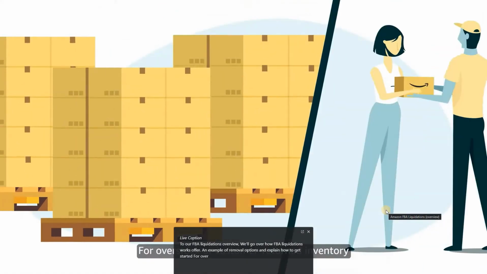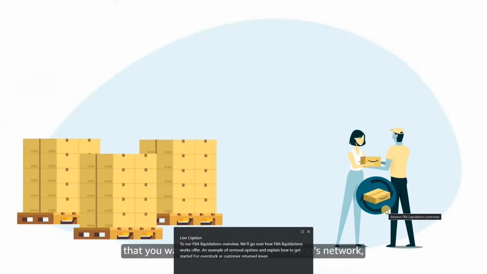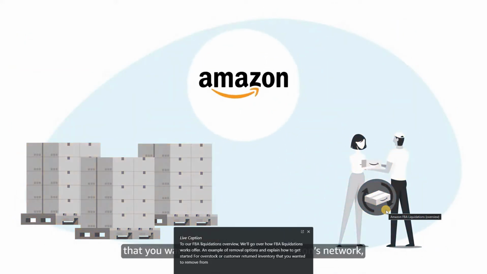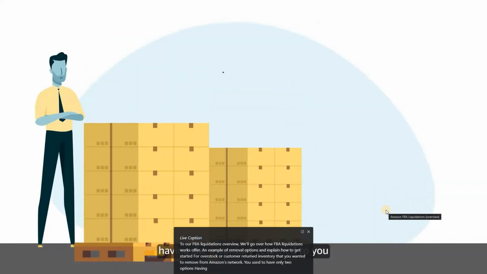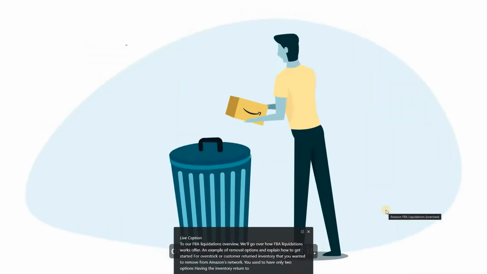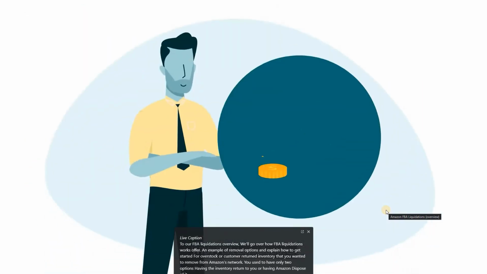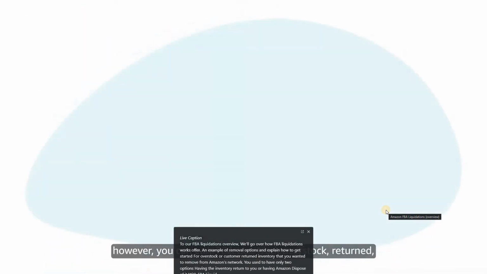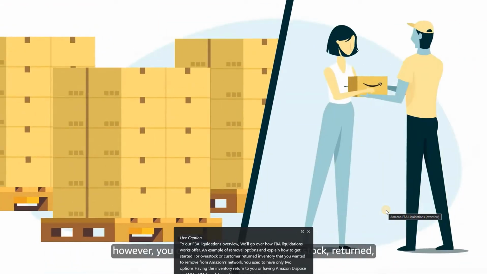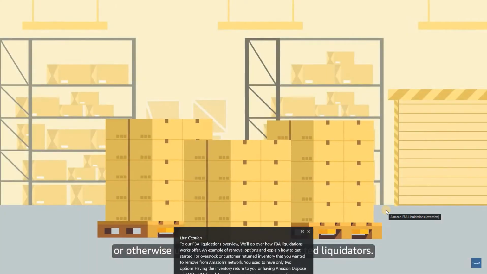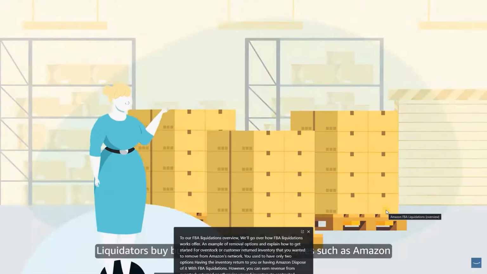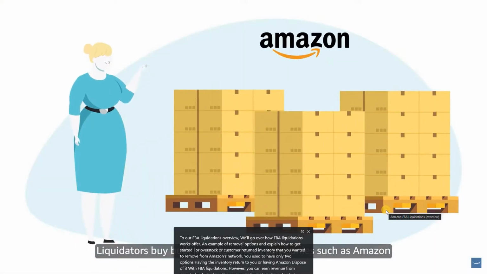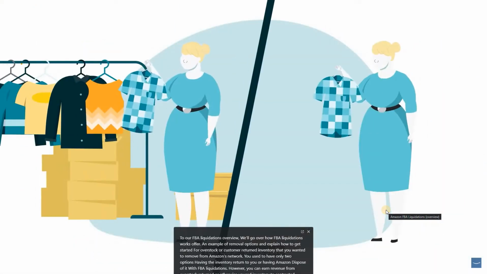For overstock or customer-returned inventory that you wanted to remove from Amazon's network, you used to have only two options: having the inventory returned to you or having Amazon dispose of it. With FBA liquidations, however, you can earn revenue from overstock, returned or otherwise unused inventory through contracted liquidators. Liquidators buy bulk inventory from companies such as Amazon to reuse or resell.